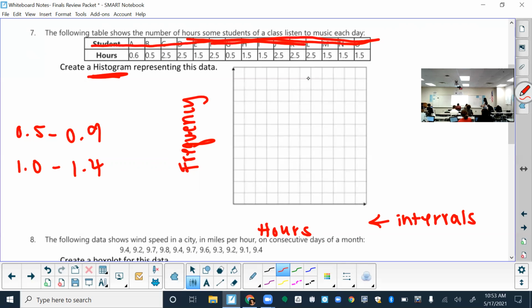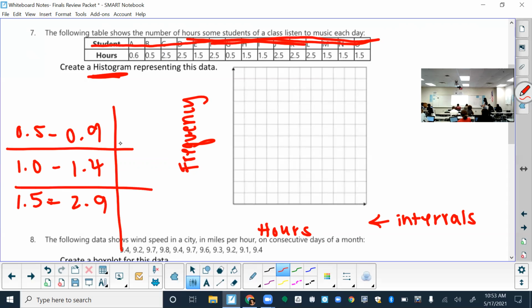And then maybe you think that covers almost all the intervals. How often something occurs in each interval, I would write over here, and that's what I would make my bars go up to. So how often do we have a data point between 0.5 and 0.9? 1, 2, 3. How often do we have something from 1.0 to 1.4? 0.